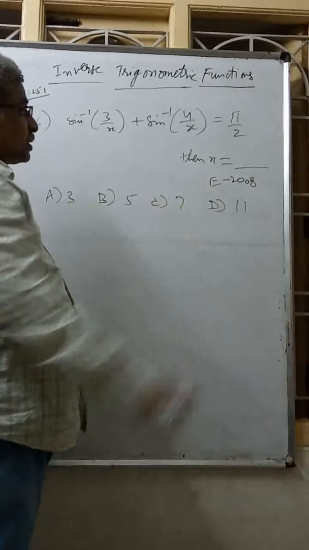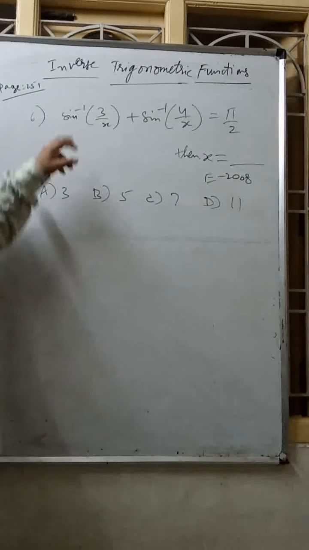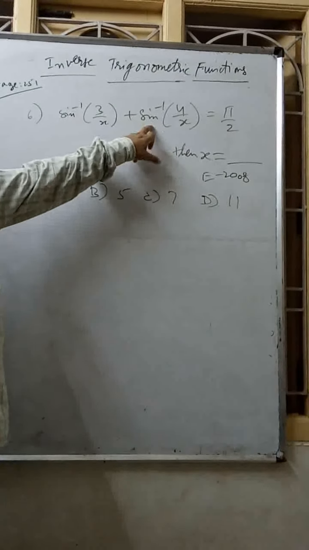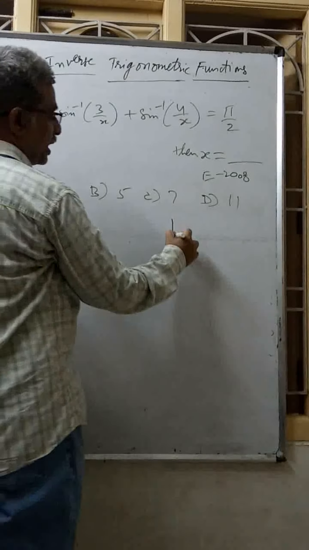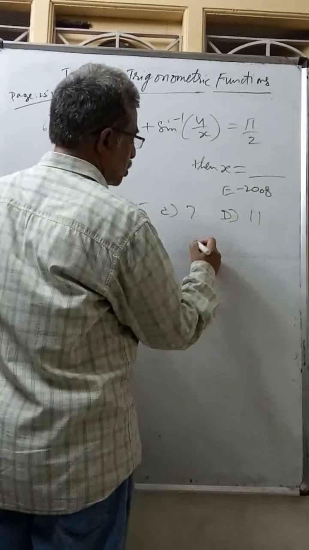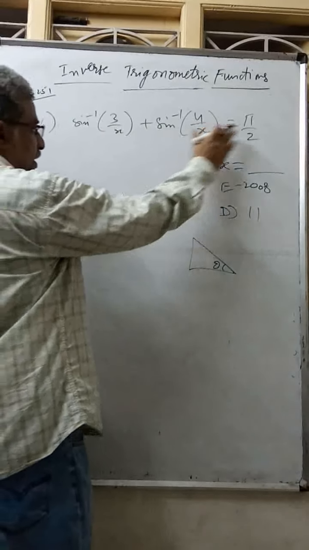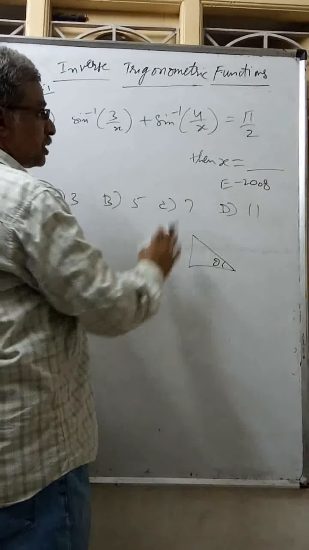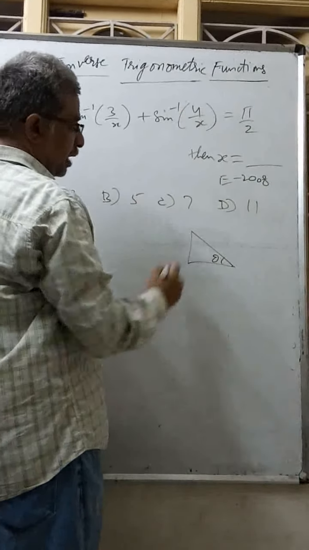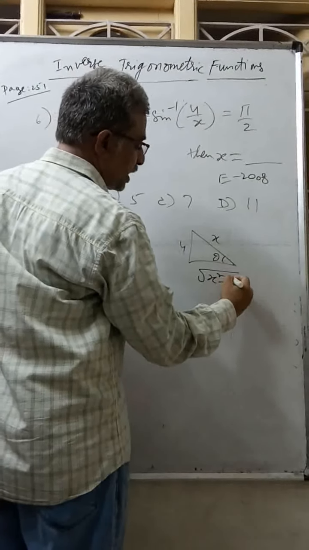Next question: sin inverse 3 by x plus sin inverse 4 by x equal to pi by 2. Then x is equal to how much is asked. We know that sin inverse x plus cos inverse x is pi by 2, so I will convert this to cos inverse x first. We need to convert this. If this is sin inverse x, opposite by hypotenuse, opposite is 4, hypotenuse is x, so this side must be root of x square minus 4 square.